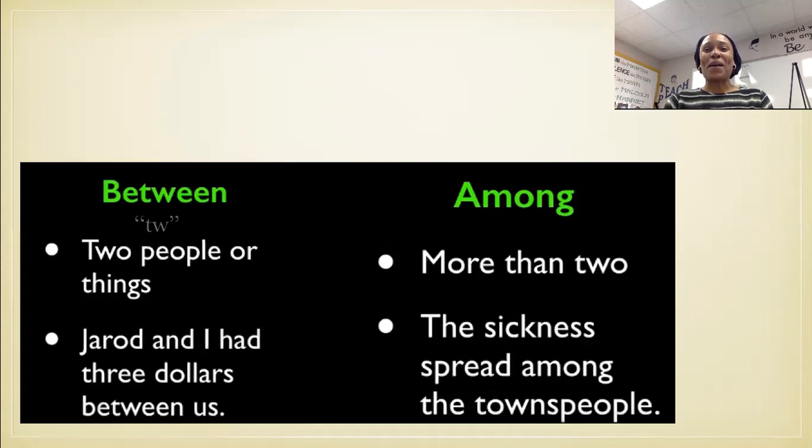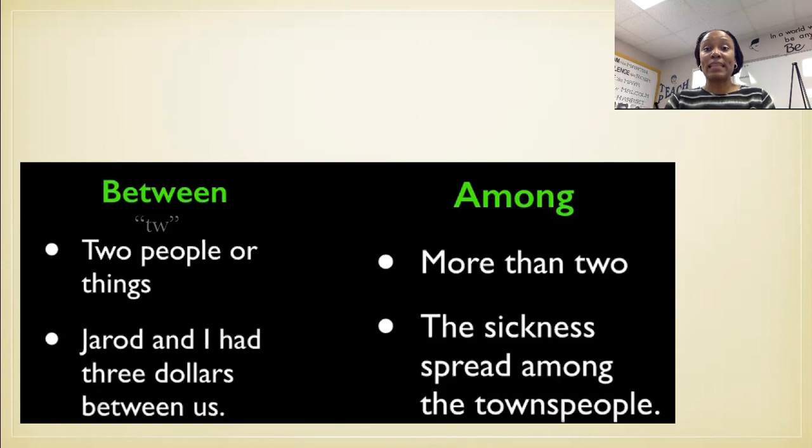Between and among. Here you need to concentrate on the number of people or things involved. So I want you to consider that TW in the word between, and I want you to remember the number 2, because that 2 starts with TW. So when you use the word between, it's identifying two people or things.